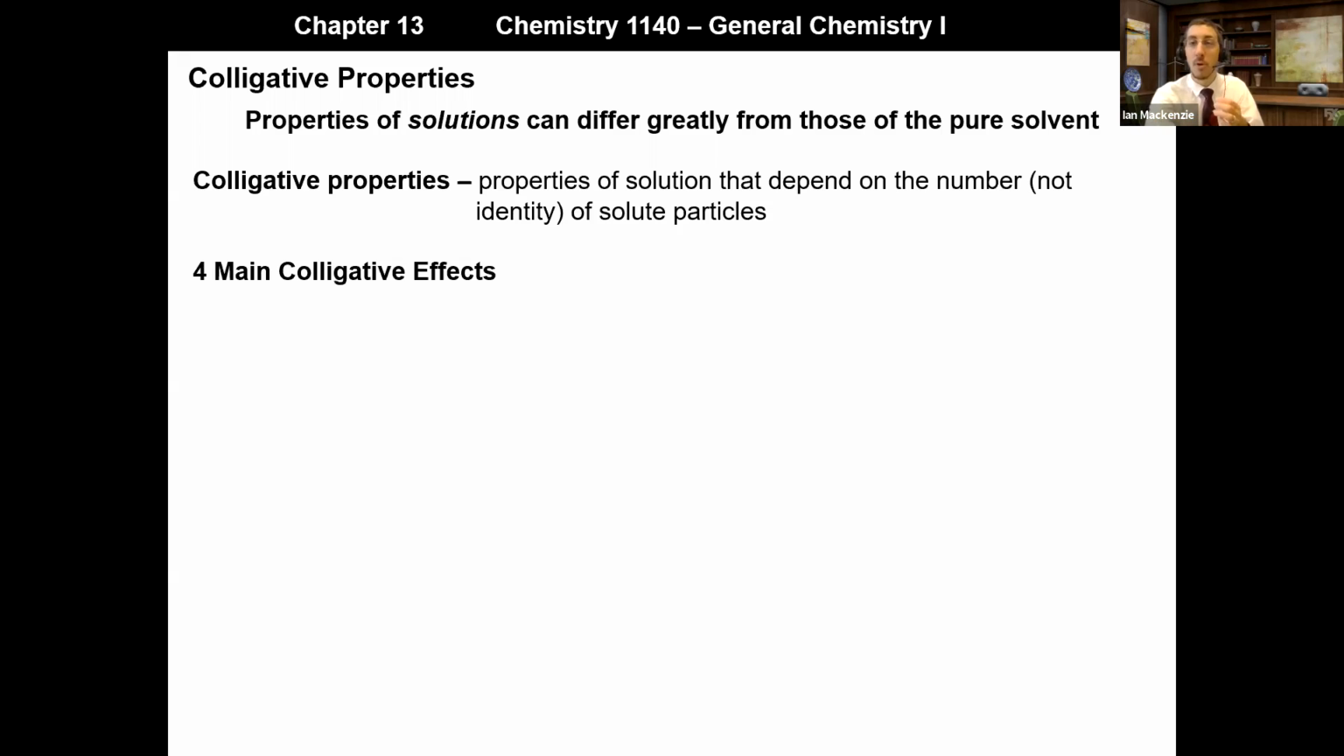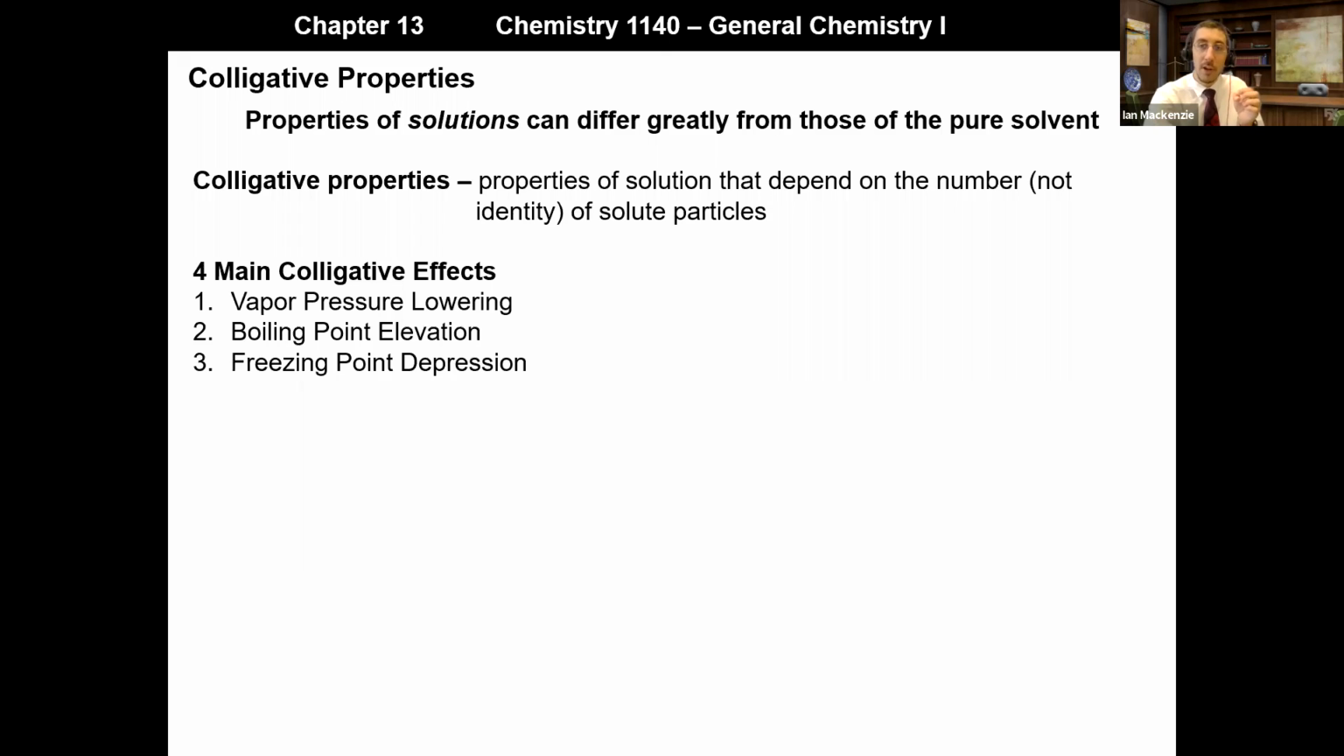There's actually four main colligative properties or effects. The first is vapor pressure lowering. We'll go through that in just a moment. The second is boiling point elevation, freezing point depression, and finally osmotic pressure. And we will deal with each of these very specifically. These are very important and have huge and abundant applications in our everyday lives.